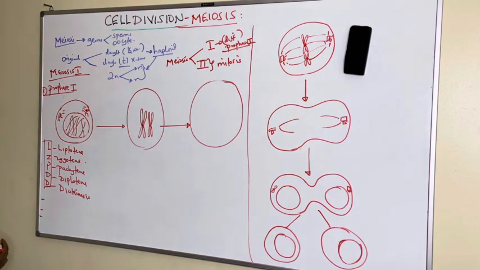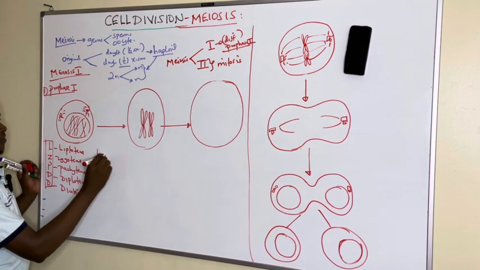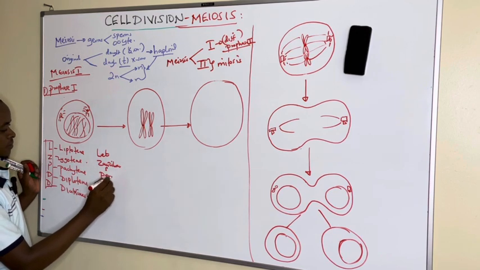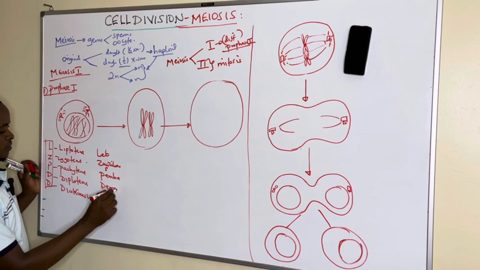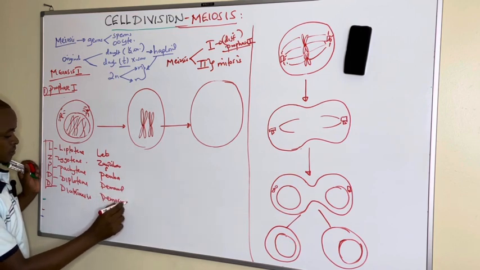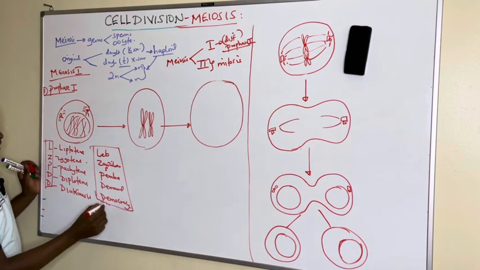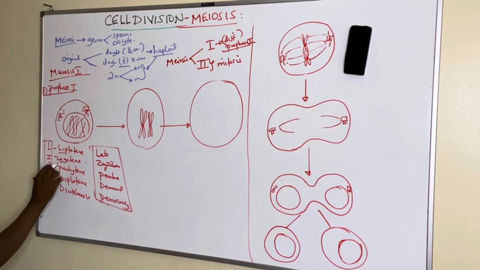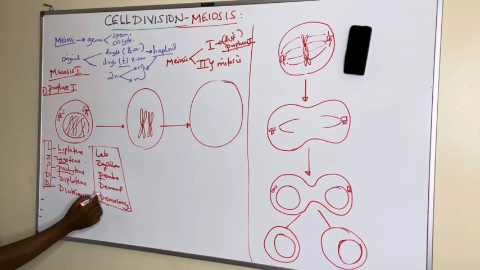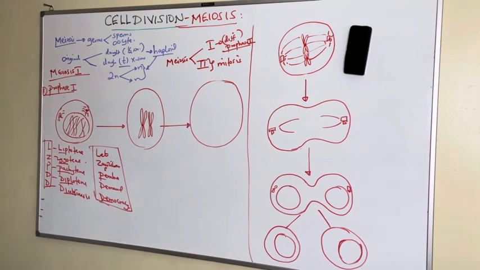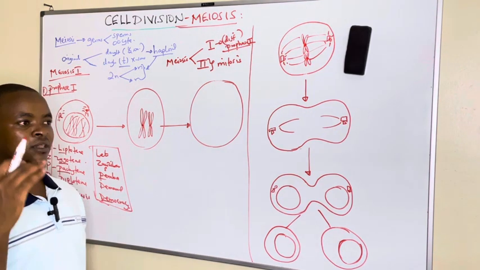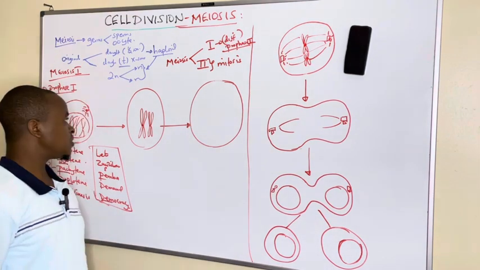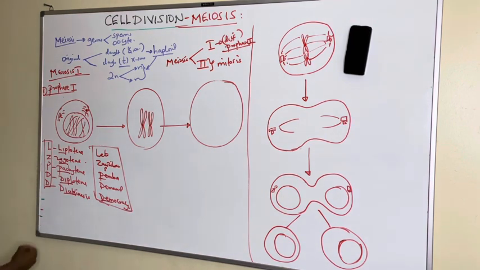And we have a mnemonic to always remember, and this mnemonic states: Let Zanzibar and Pemba demand democracy. So I can always use this mnemonic to remember the five subdivisions of prophase 1, whereby Let is for leptotene, then Zanzibar is for zygotene, Pemba is for pachytene, then demand is diplotene, and democracy is for diakinesis. So that is how I can always remember the five subdivisions of prophase 1 by saying Let, Zanzibar, and Pemba, demand democracy. So after knowing the different stages, we want to see what happens under each stage.